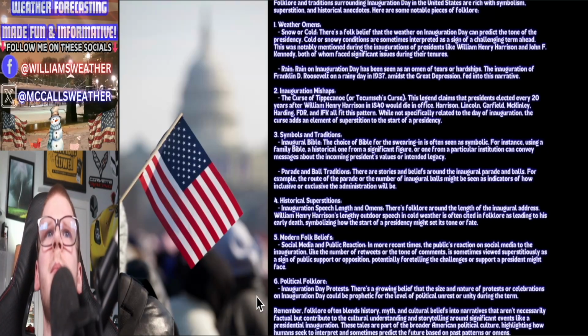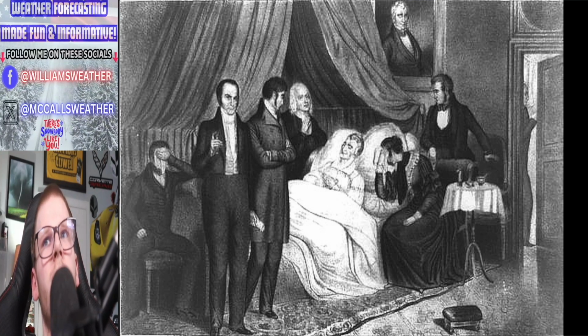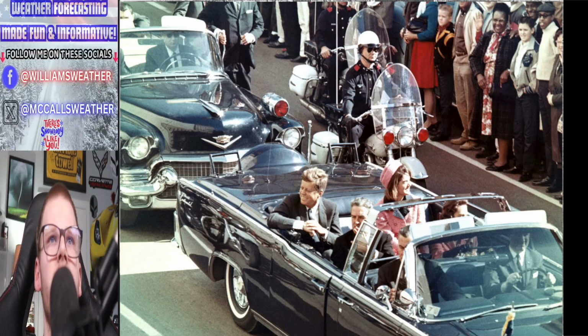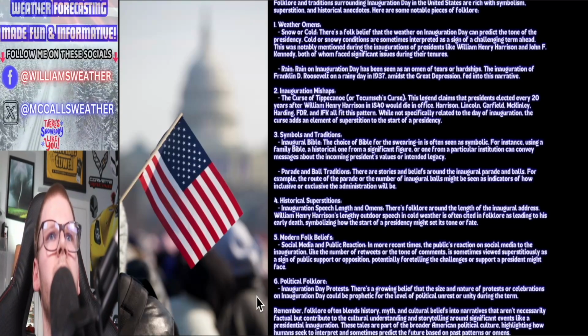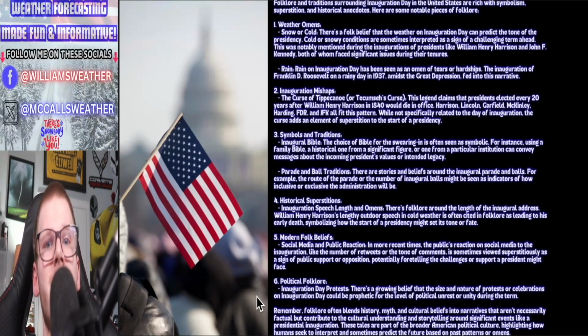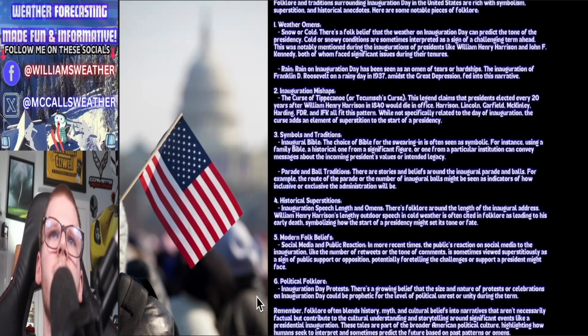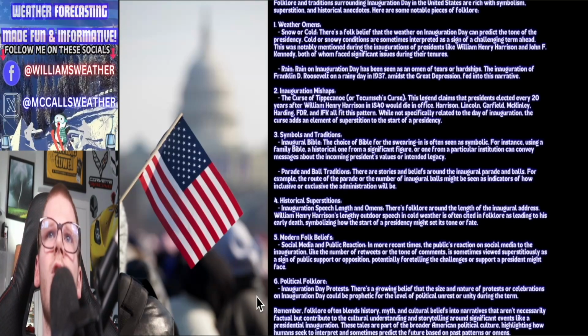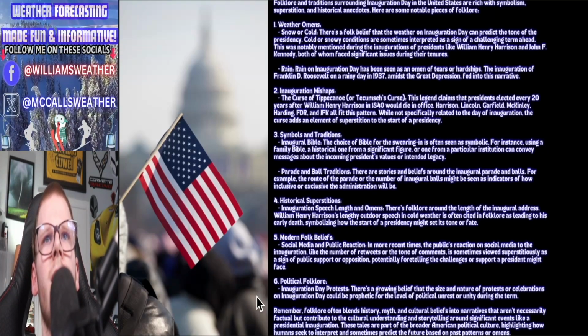This was notably mentioned during the inauguration of presidents like William Henry Harrison, who died of pneumonia because of the cold, and also JFK, both of whom faced significant issues, of course, because both died during their presidency. JFK got assassinated, and of course, William Henry Harrison died of pneumonia. Rain on Inauguration Day has been seen as an omen of tears or hardships. The inauguration of FDR on a rainy day in 1937 amidst the Great Depression fed into that narrative.